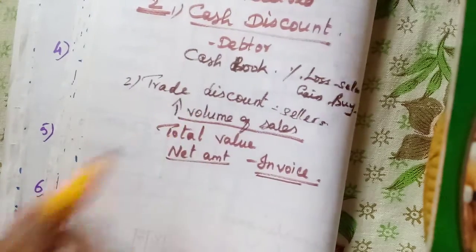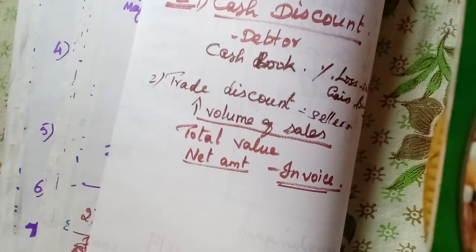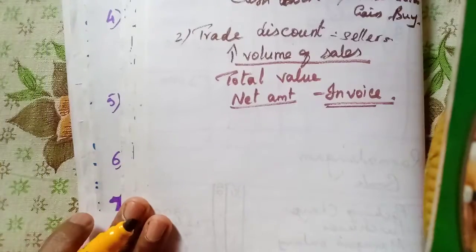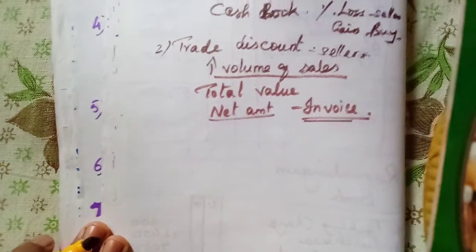But cash discount will be shown in the books of accounts, in the cash book. The discount allowed will be shown on the debit side. The discount received will be shown on the credit side.